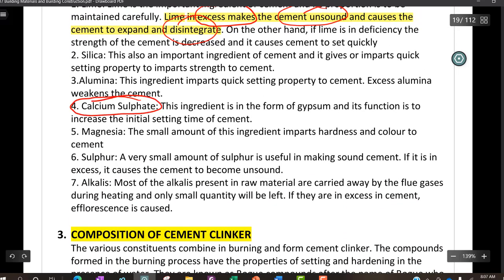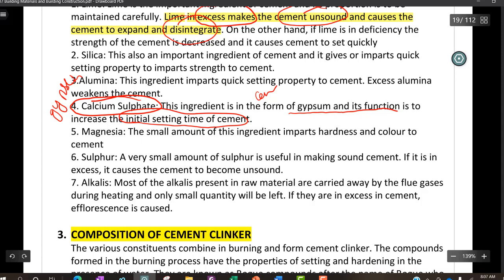And this one, calcium sulfate. What is this calcium sulfate? अरे यार, calcium sulfate कुछ भी नहीं होता है. We are adding it in the form of gypsum. Gypsum ही calcium sulfate है. So we are adding it in the form of gypsum. Why? To increase the initial setting time of cement. Cement क्या होता है, काफी जल्दी set हो जाता है.